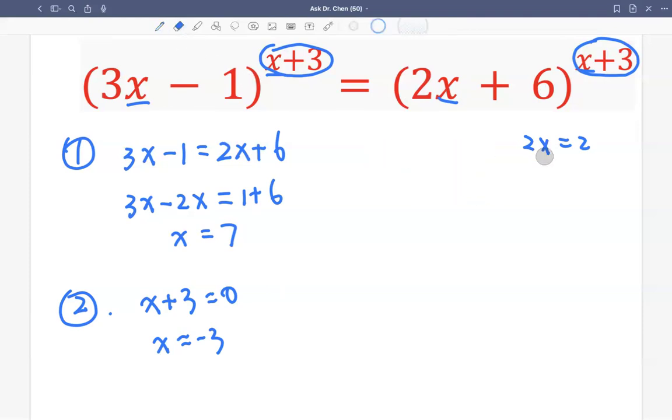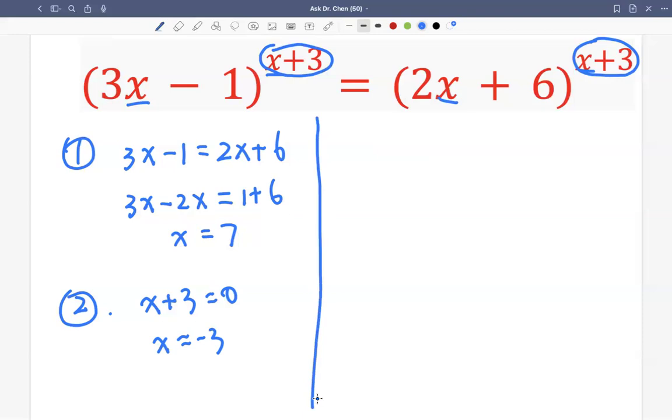All right. The first solution is because the exponents are the same, so it forces the 2 bases to be the same. So we solve, and we get x equals 7. And the second one is if the exponent is 0, then anything raised to the 0 power will be 1. So they equal each other. Okay, so we have 2 solutions.